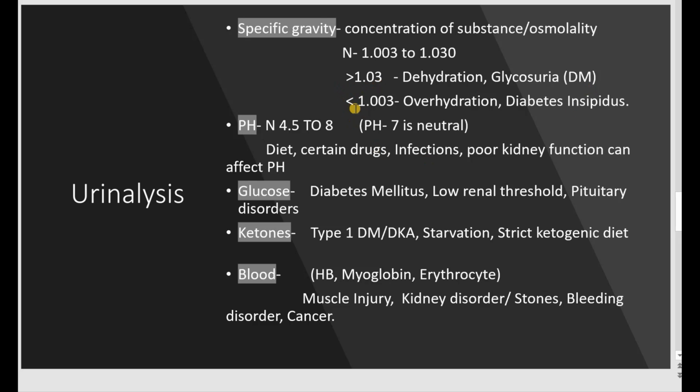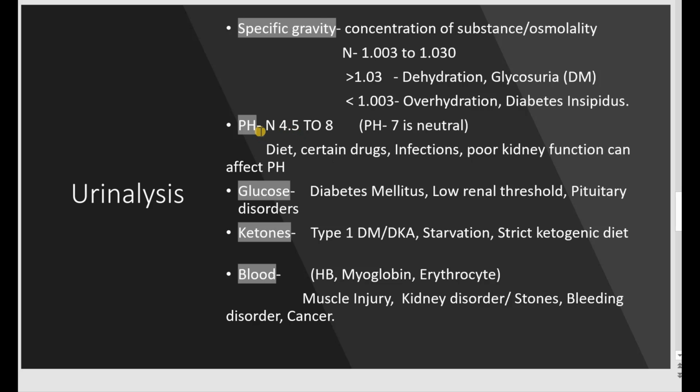If the specific gravity is less than normal, less than 1.003, that means overhydration. That means more fluid, more water in the urine, or diabetes insipidus. It is a condition where there is no antidiuretic hormone. As a result, more water is excreted, or water is not reabsorbed back into the body. That is called diabetes insipidus.